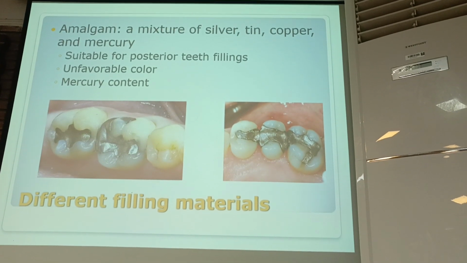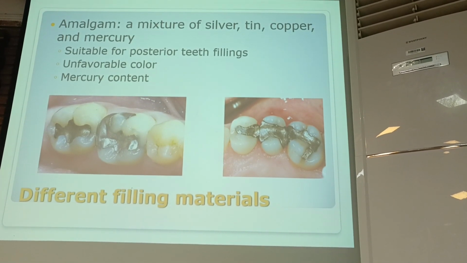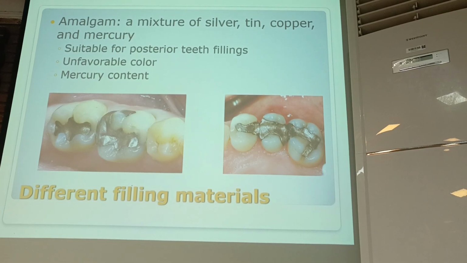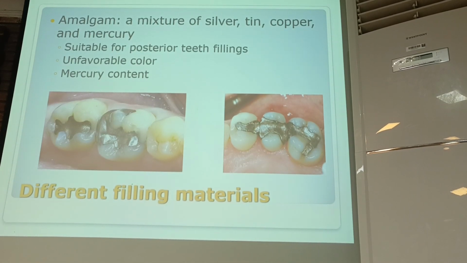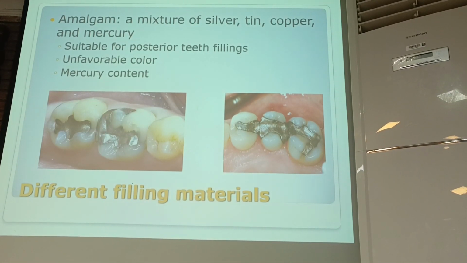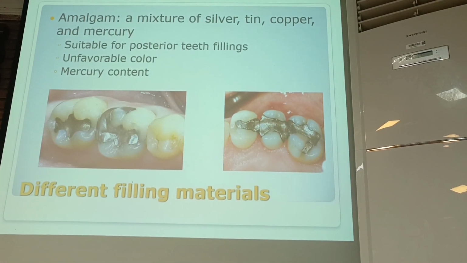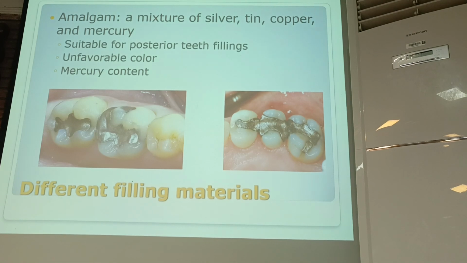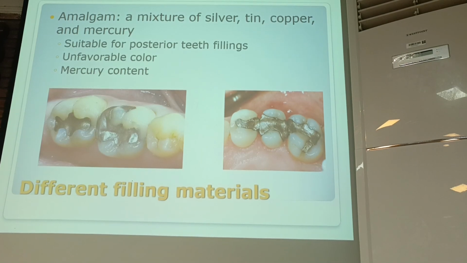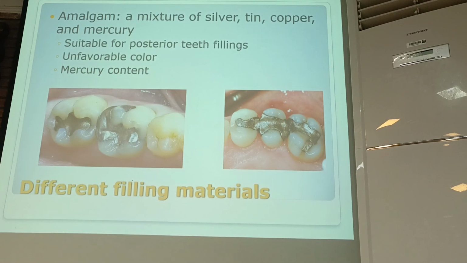We have different filling materials. You can see here in this slide the amalgam material. This is a dark one. This is the composition of different metal materials. And you can see the mixture of silver, tin, copper, and mercury. Because of the dark color, it is suitable for posterior teeth actually.